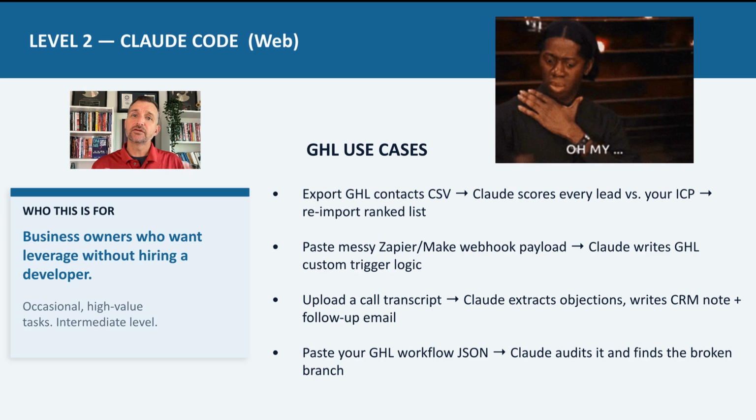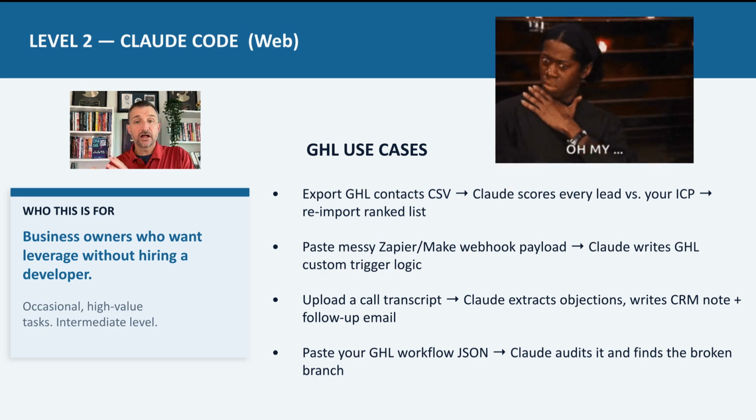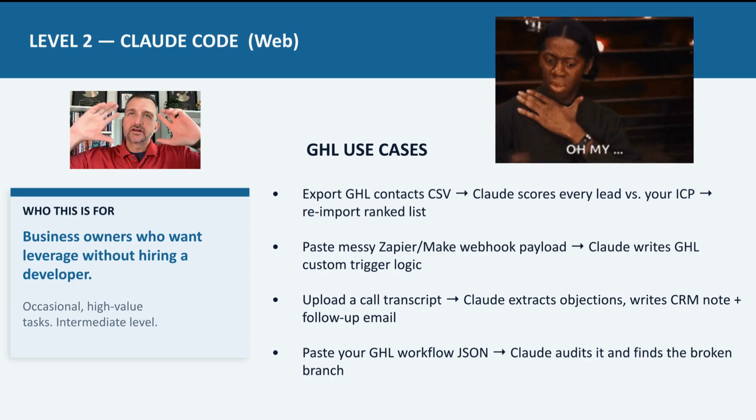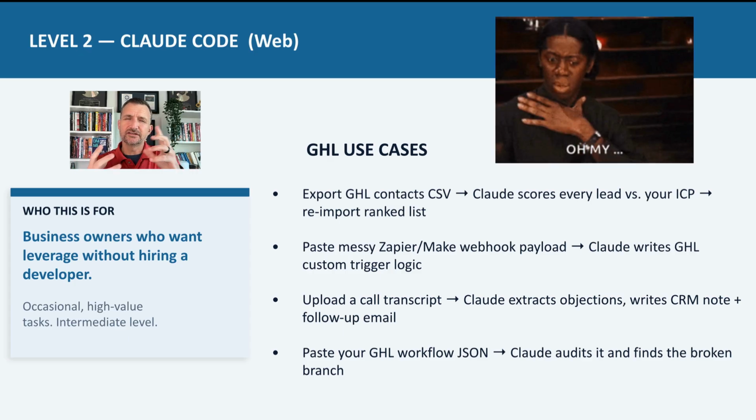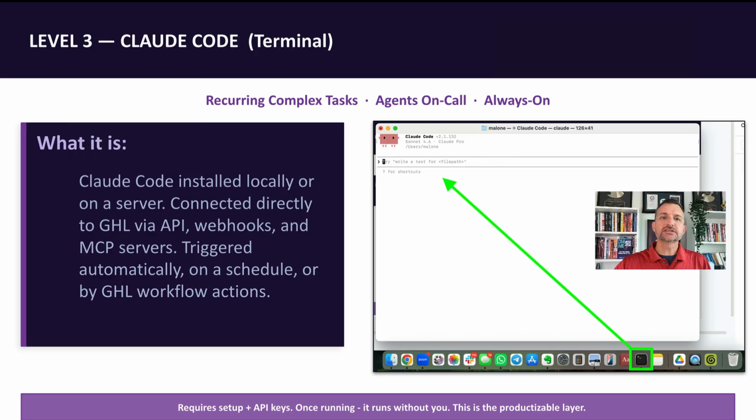So if you already have a workflow inside of GHL, you can actually grab the JSON code and Claude can audit it for you and find any broken links or branches that you may have. So again, this is more of the deeper analyst that can do a one-off deep level project for you, but not so much recurring, right? So let's move into level 3.